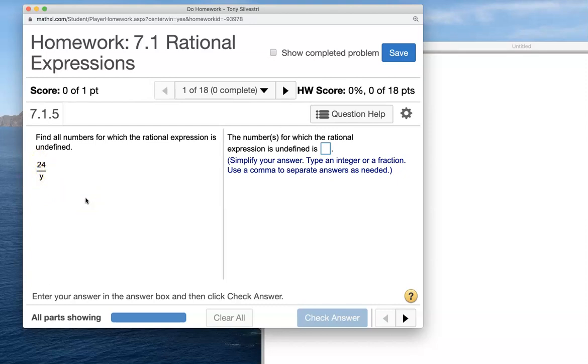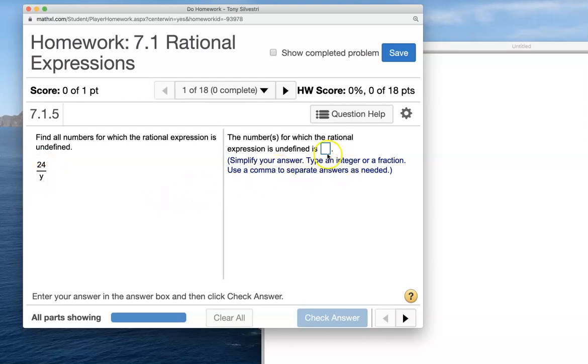Now what they're asking you to do in this problem is they say, well, what is a fraction? A fraction is basically a division. Okay, 24, this means 24 divided by y. And you know you cannot divide by 0. So what they're saying is find all the numbers for which the rational expression is undefined. Well, y can represent any value you want except for what number? Well, you cannot plug in 0 for y. If you try to plug in 0 for y, then you're attempting to do 24 divided by 0, and that can't be happening.